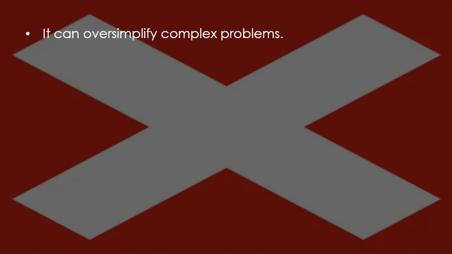It can oversimplify complex problems. When multiple factors contribute to a problem and interact in complicated or nonlinear ways, the straightforward questioning approach of the 5 Whys may overlook important relationships. A team may identify one root cause while failing to recognize other contributing causes that are equally significant.